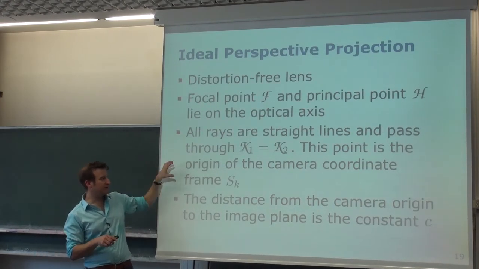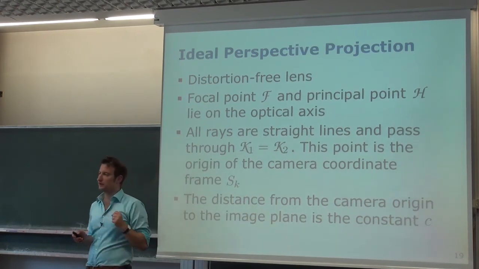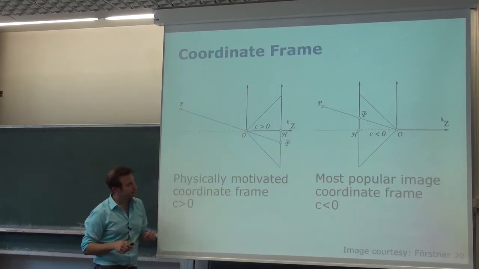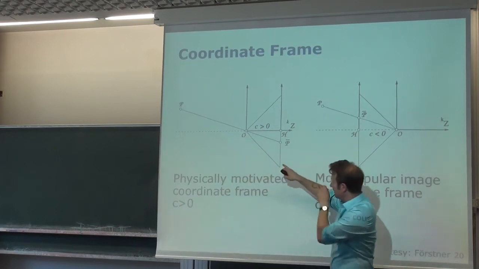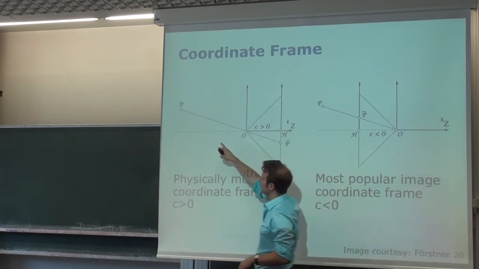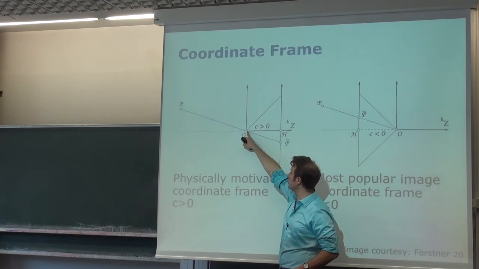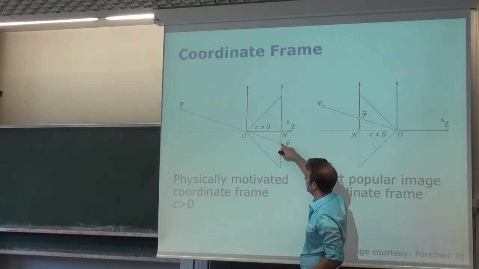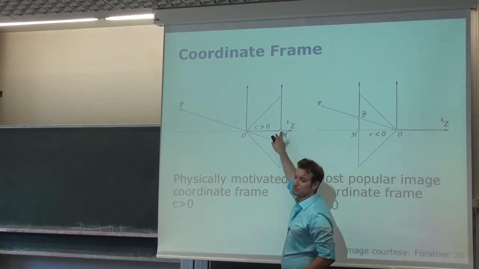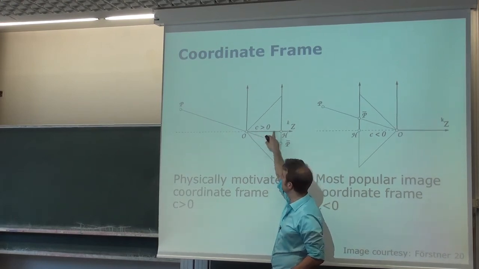And this defines the camera coordinate system, and the distance from the camera origin to the sensor plane is my camera constant. Now there are two ways how I can actually describe that. If I have the origin of my camera, I can use the physically motivated model, how this is actually done in reality. So we have our point here in the real world. The ray passes through the origin of the camera and is then mapped to the image plane. And in this case, the camera constant is in the positive z direction of my coordinate system. So c is larger than 0.